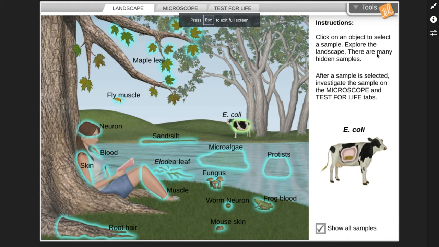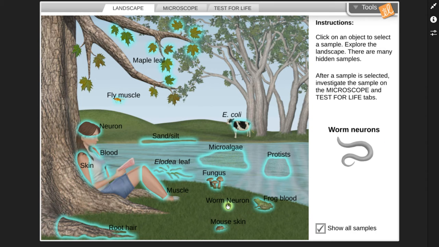All right, so the last part of the characteristics of life lab is to actually just determine which of these things are living. And I think you have a pretty good idea of which ones are. However, you need to have evidence to support your claims. So, what you're going to start off with is the worm neuron. Okay, so we're going to click on that.